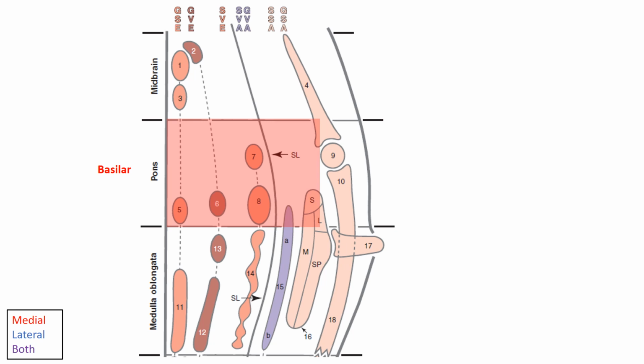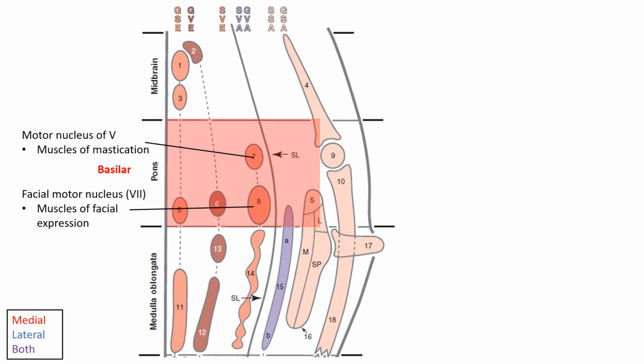If you had a basilar stroke, you would certainly hit the corticospinal and corticobulbar tracts that run through the anterior medial pons. But you could also hit the motor nucleus of 5, which innervates the muscles of mastication, and the facial motor nucleus of 7. That's not part of the trigeminal system, but it does innervate the muscles of facial expression, so it's important to know that it's in this territory.